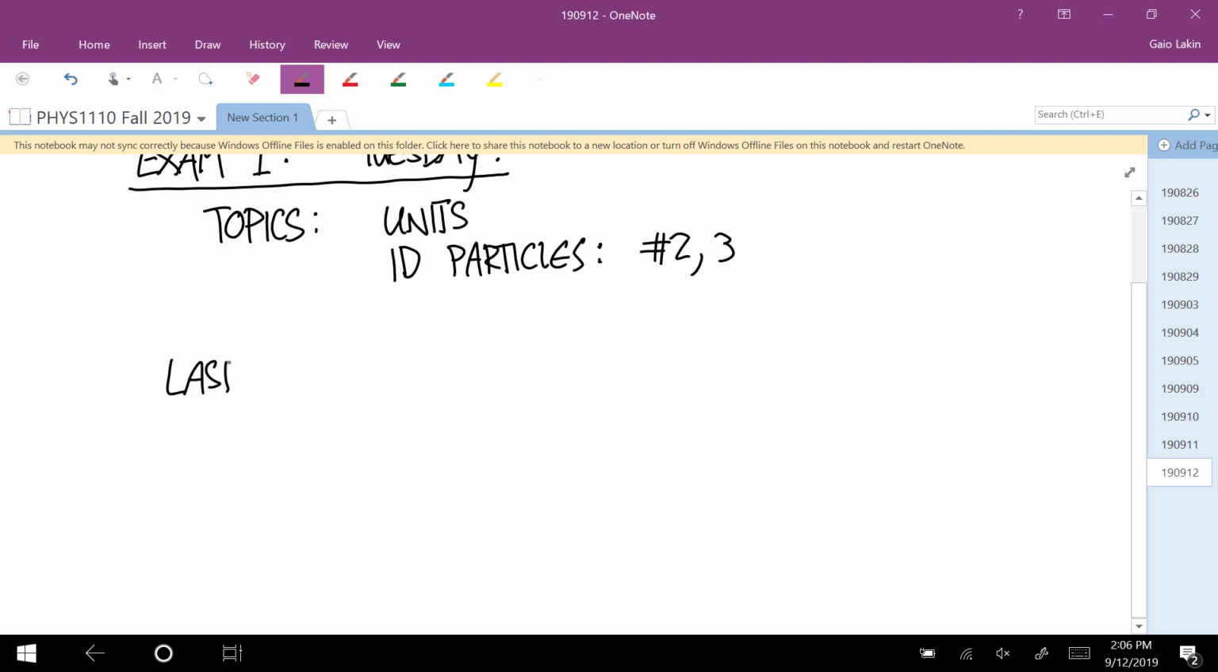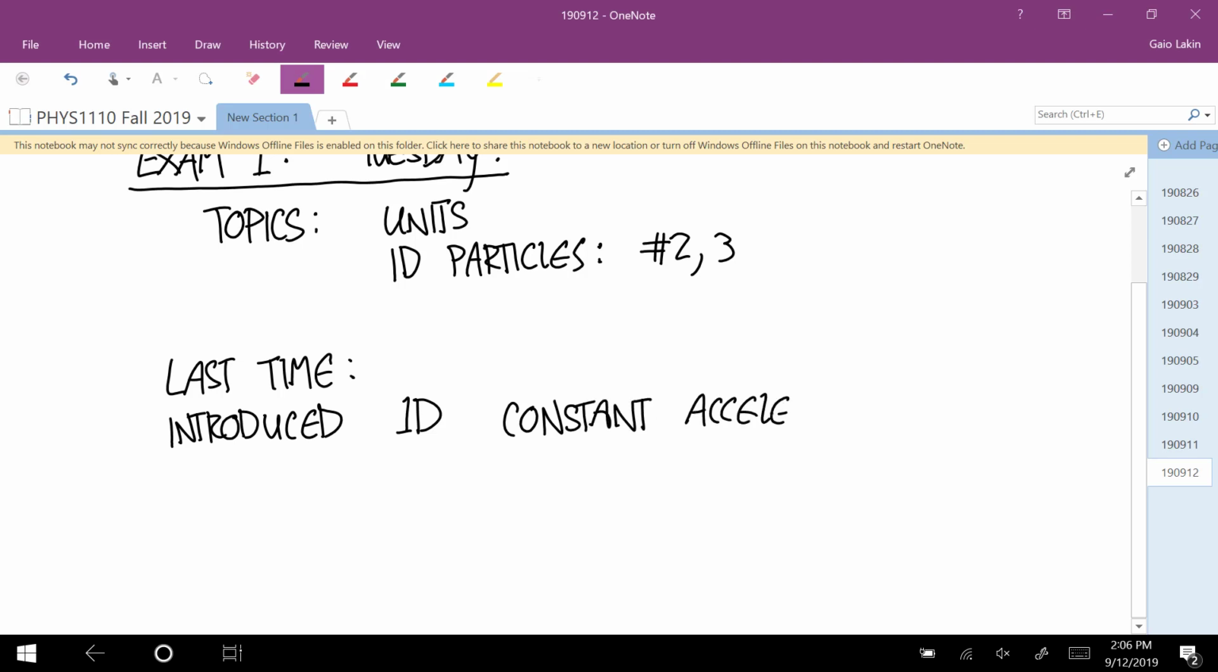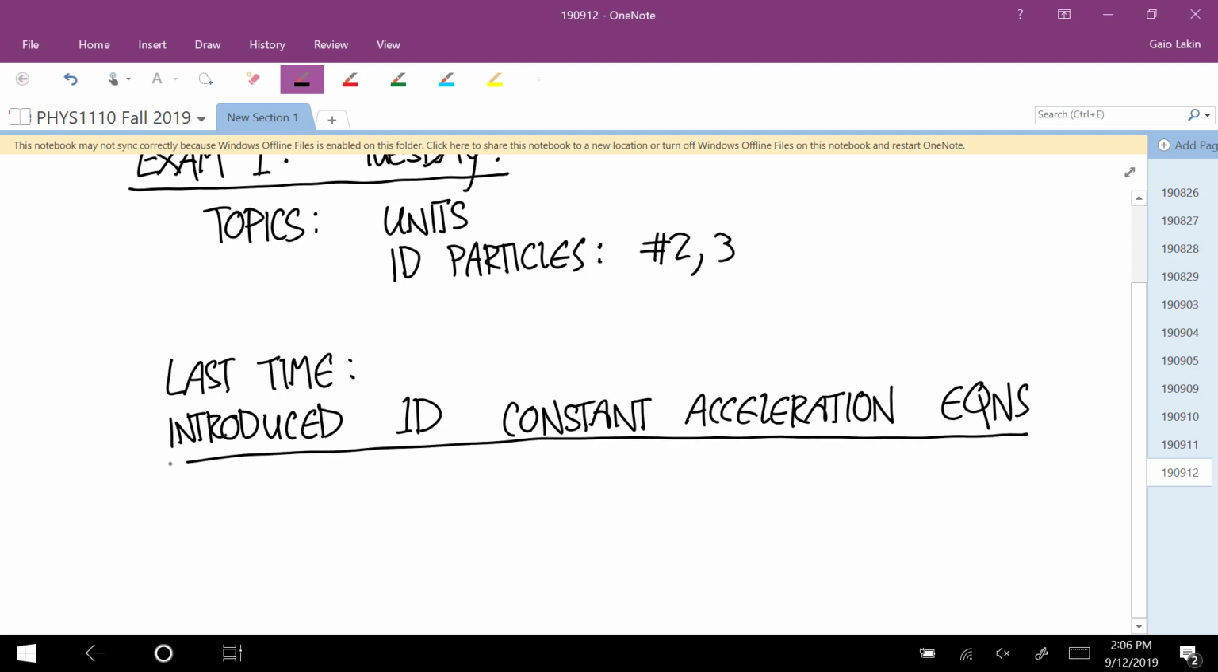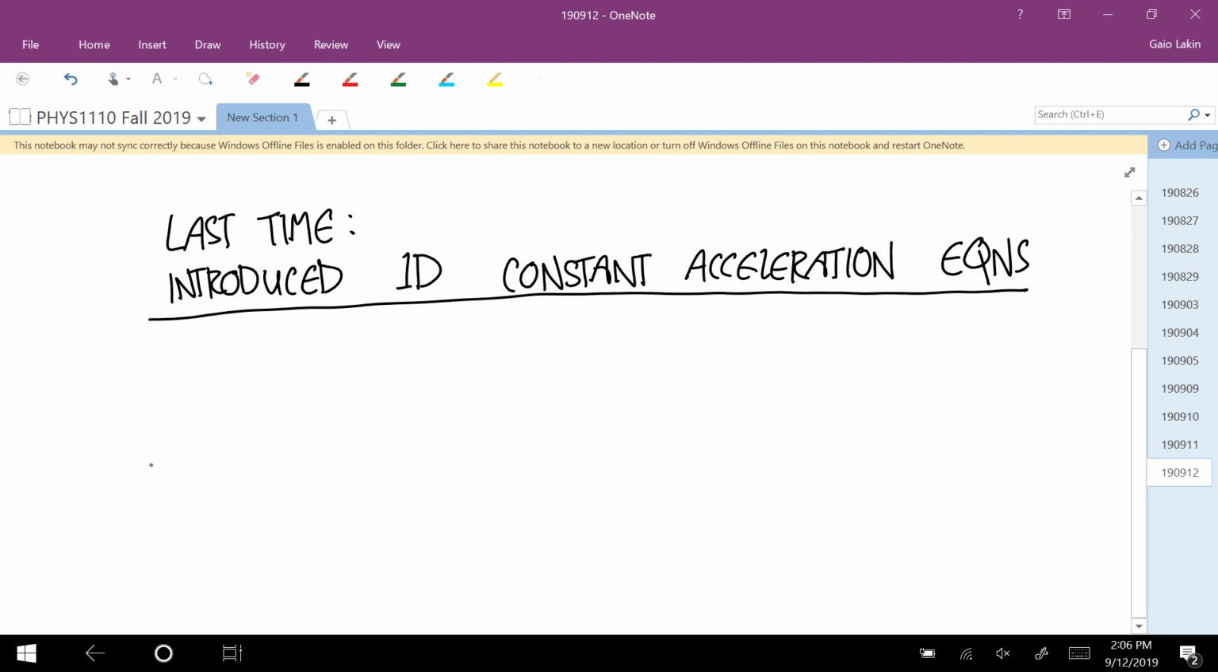So last time, I introduced the 1D constant acceleration equations. And I'm going to just describe those again. There are a bunch of variables in them. You have to know what the variables mean to make any sense out of this.